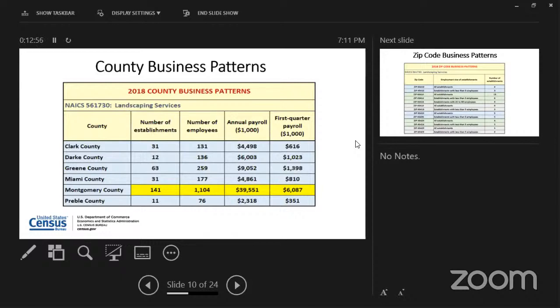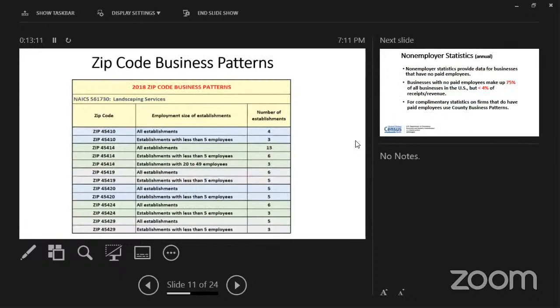So using County Business Patterns, you can get a feel for whether that county is already oversaturated with businesses that I want to open, and how they are doing. What's their payroll? You can also go down to the zip code level with County Business Patterns.